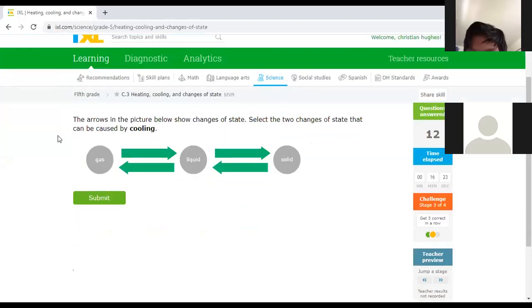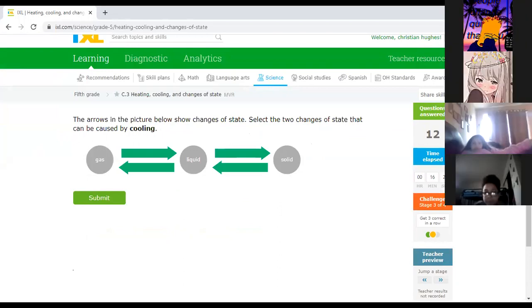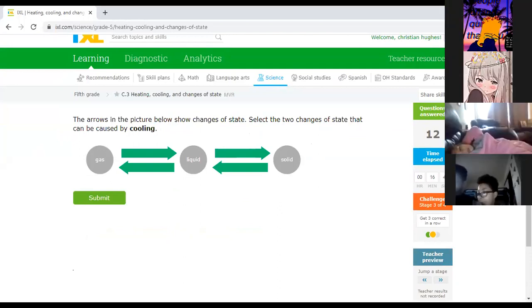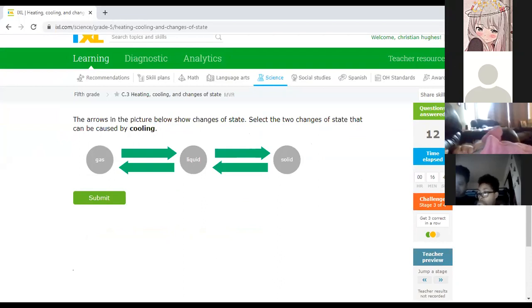All right. Now we are down to Akrit, Pooja, and Tobias. Could one of you 3 tell me which 2 arrows represent cooling? Liquid to gas. Remember, we need to raise our hand. We have liquid to gas. I can't. I'm on the laptop. It doesn't show me the raise hand.